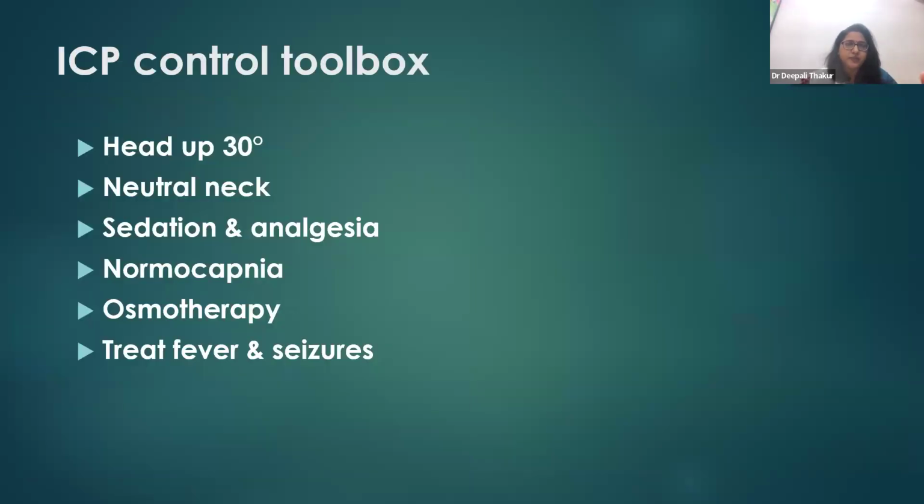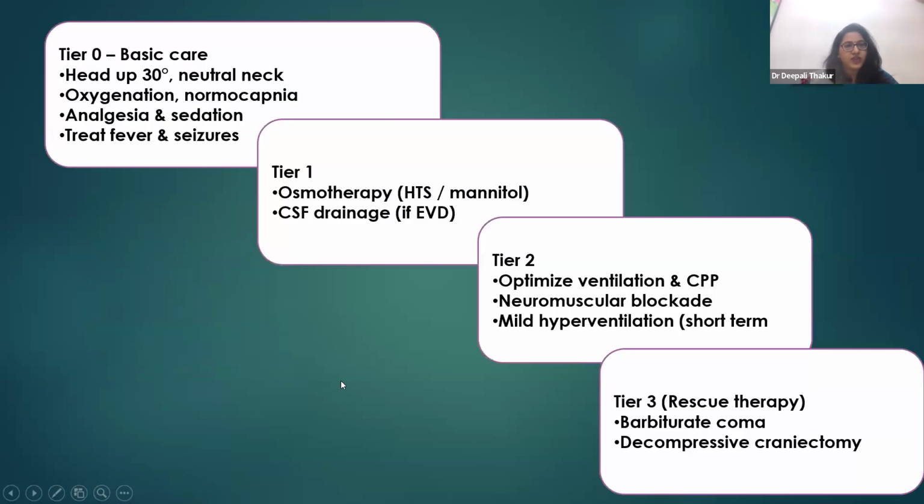So whenever you are anticipating raised ICP, or the patient has raised ICP, that's the toolbox we usually follow. Head up position, simple. These are actually very simple techniques, but they are difficult to follow in the ICU, especially if your ICU is very heavy. So maintain these patients in a 30-degree, 20-degree head up position once they are hemodynamically stable. Neutral positioning of the neck is very important to facilitate venous drainage from the head and neck. Sedation and analgesia, normocapnia, osmotherapy, and treating fever and seizures are very important.